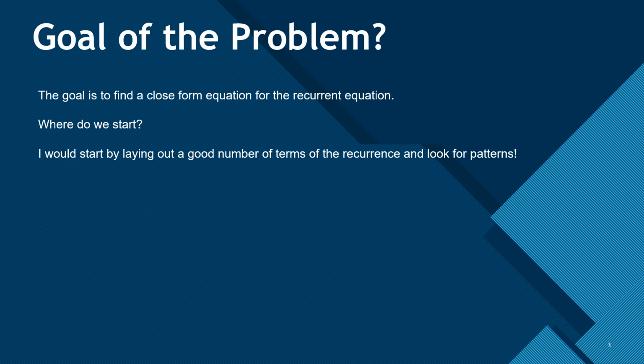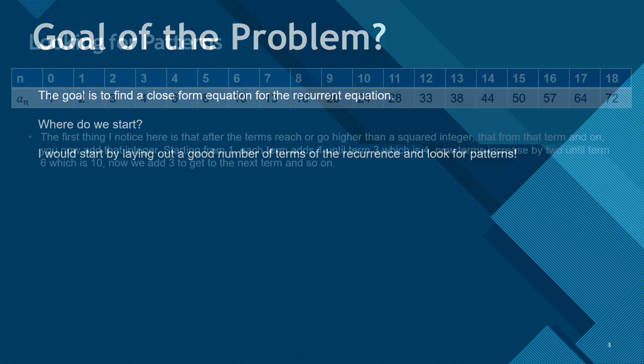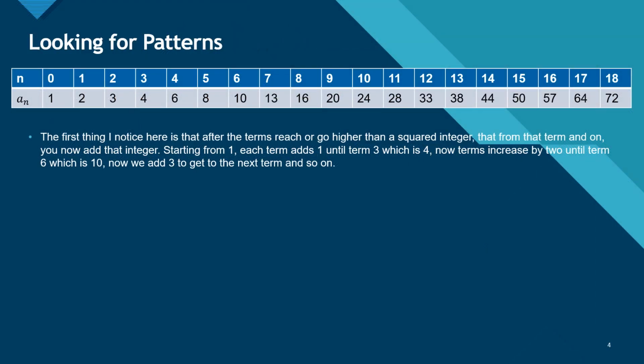Where would we start? We could start by laying the terms out and just looking for patterns and going from there. Just based on the fact that our recurrence includes the floor of the square root of a of n would tell us that our number is going to be increasing by the highest perfect square root under that number.